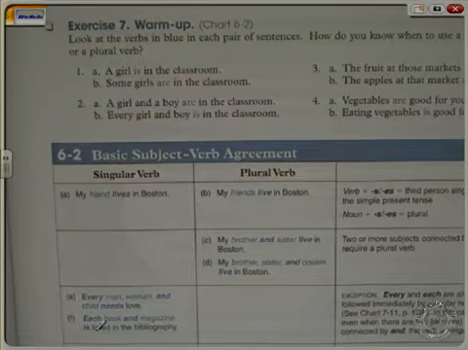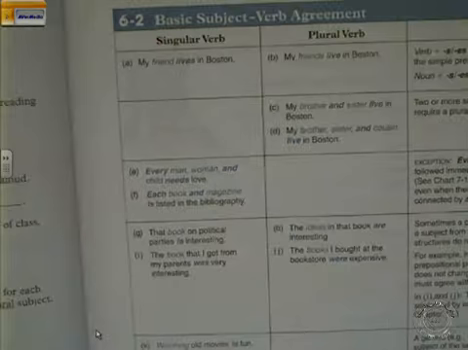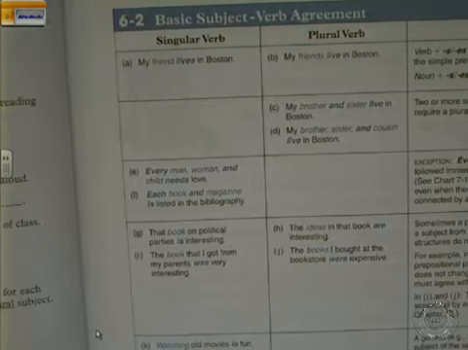We have here: my friend lives in Boston. My friends live in Boston. What's the difference here? My friend lives, it means just one friend. It is in the simple present. My friends means plural. More than one friend live in Boston.